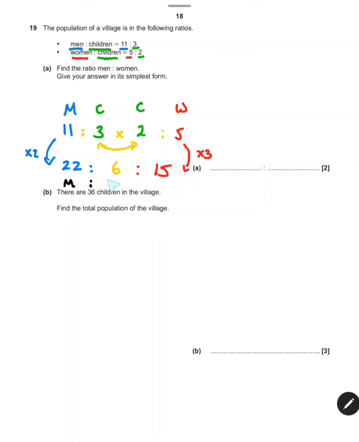And what we've got now is a ratio that is men to children to women. I've combined these two separate ratios to create one ratio. So I'll rewrite that up here. Double check the question. We only want actually the ratio of men to women. So I want this and this, which is 22 to 15.